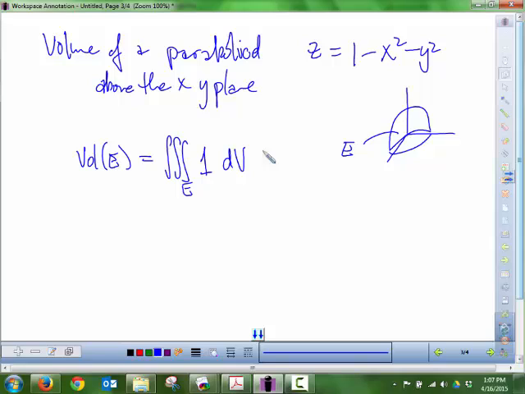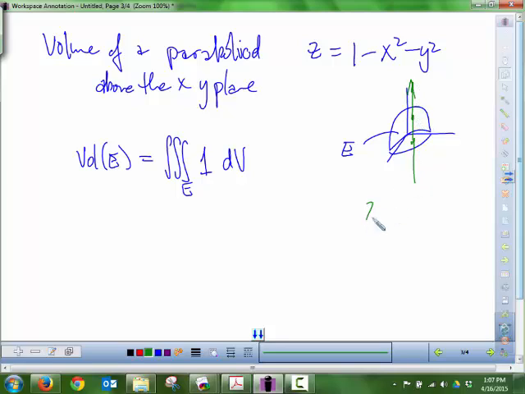So what we want to do is we want to describe the solid. And for us to describe the solid, to set up a triple integral, we want to integrate with respect to x, y, and z. We want to find inequalities. So what are we going to integrate with respect to first? What would make sense here? It would make sense to integrate with respect to z first.